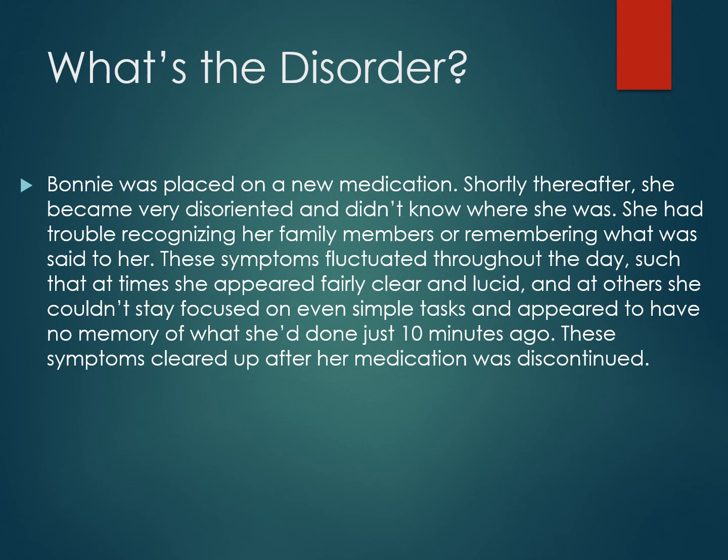Here's the first one. Bonnie was placed on a new medication. Shortly thereafter, she became very disoriented and didn't know where she was. She had trouble recognizing her family members or remembering what was said to her. These symptoms fluctuated throughout the day, such that at times she appeared fairly clear and lucid, and at others, she couldn't stay focused on even simple tasks and appeared to have no memory of what she had done just 10 minutes ago. These symptoms cleared up after her medication was discontinued.